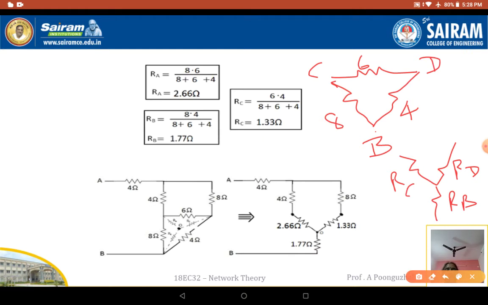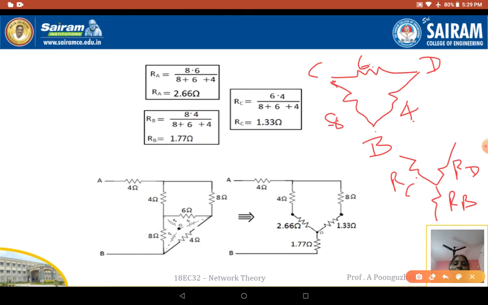Now if I want to find your RC, here they have taken it as A point. If I take this as A point, the resistance is going to be RC, and my formula is RC is 6 into 8. This resistance RC is connected to this node through 6 and 8. So 6 into 8 divided by 6 plus 8 plus 4, so we have 2.66 ohms. RB is 8 into 4 divided by 8 plus 6 plus 4, that is 18. That is 1.77 ohms.